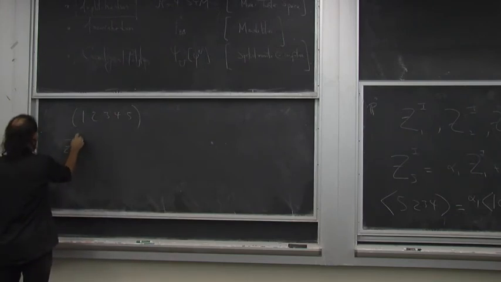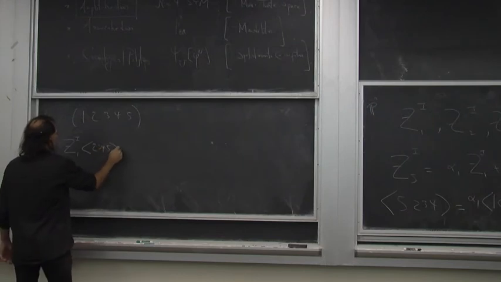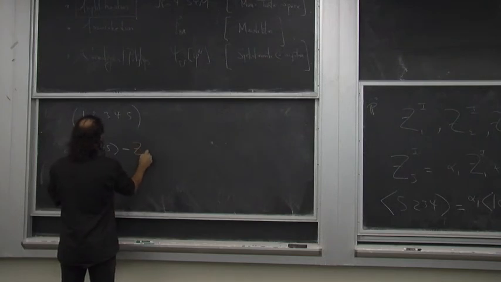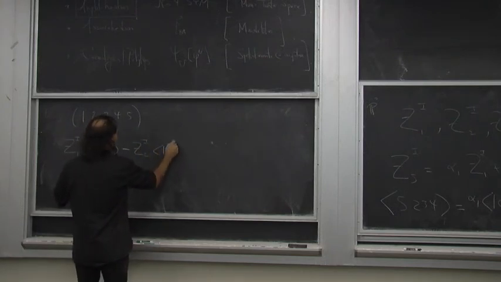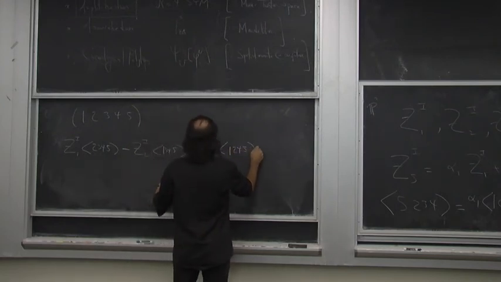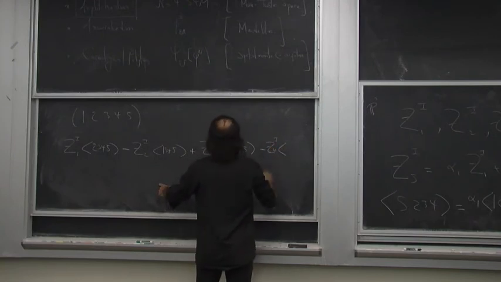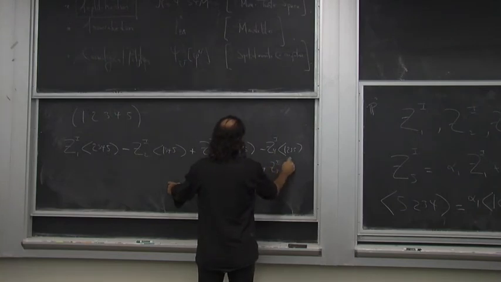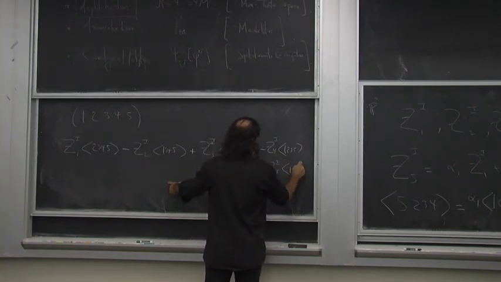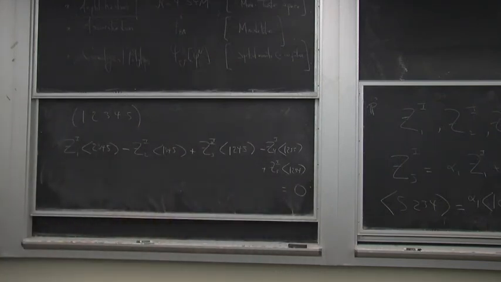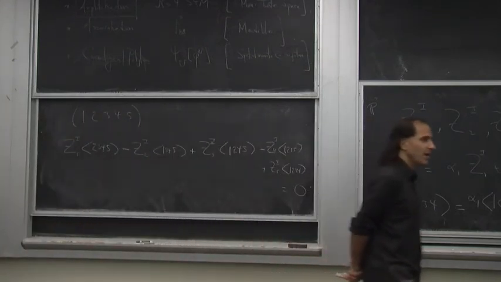So we'd have Z1I 2, 3, 4, 5 minus, it's anti-symmetrized, so minus Z2I 1, 3, 4, 5 plus Z3I 1, 2, 4, 5 minus Z4I 1, 2, 3, 5 plus Z5I 1, 2, 3, 4 equals 0. So this is variously known as Cramer's rule, or the Schouten identity, or there are many ways of saying it.